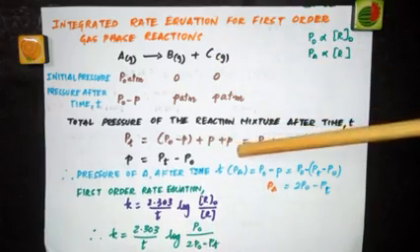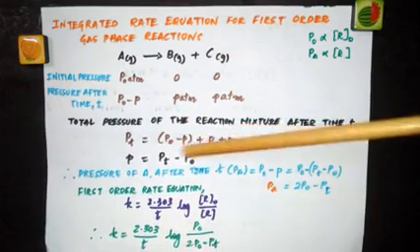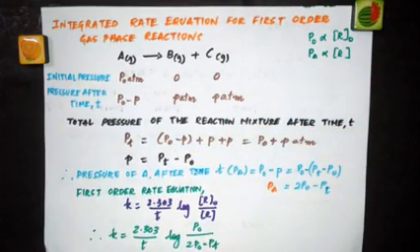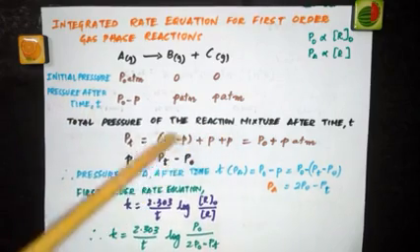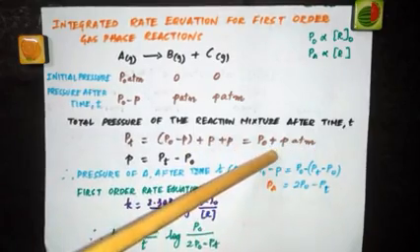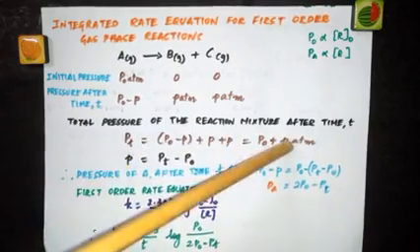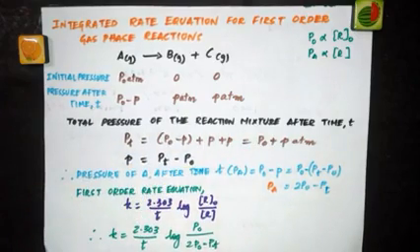P, and same way pressure of C is P. So P naught minus P plus P and plus P gives you the total pressure. So minus P and plus P gets cancelled. So PT is equal to P naught plus P ATM. Or you can write small p, this P is equal to PT minus P naught.